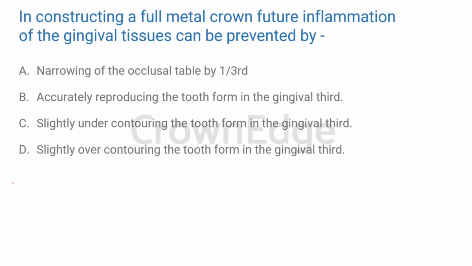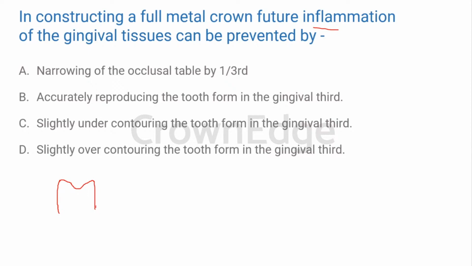In constructing a full metal crown, future inflammation of the gingival tissue can be prevented by narrowing of the occlusal table by 1/3, accurately reproducing the tooth form in the gingival third, slightly under contouring the tooth form in the gingival third, or slightly over contouring the tooth form in the gingival third. Now, just imagine a question like this, right? So they're asking you if there's a tooth preparation. So you can just imagine a tooth preparation.